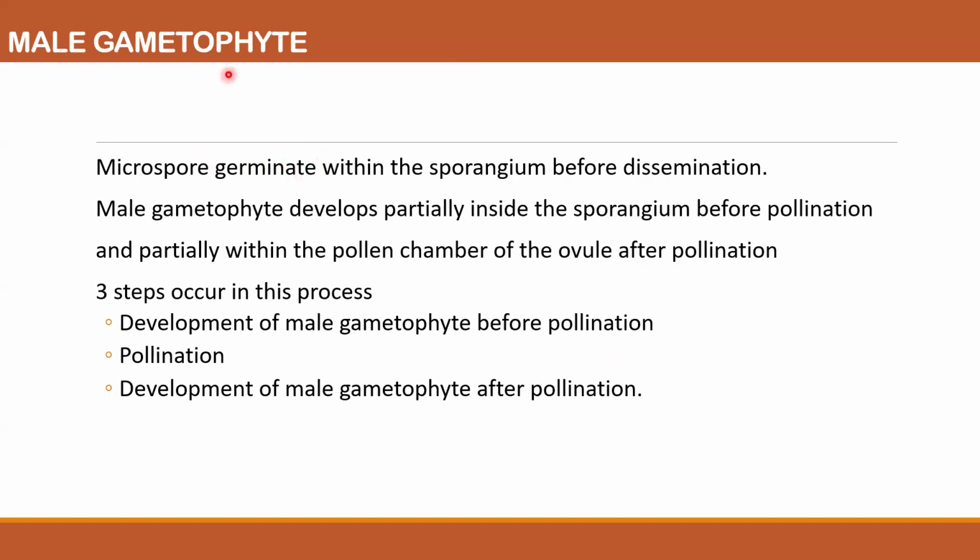Microspores are the male gametophyte. Microspores germinate within the microsporangium before dissemination. Development of the microspore occurs in three phases: development of the male gametophyte before pollination, which occurs partially inside the microsporangium; at the time of pollination; and development of the male gametophyte after pollination in the pollen chamber of the ovule. Therefore, there are three phases in which the microspore or male gametophyte develops.